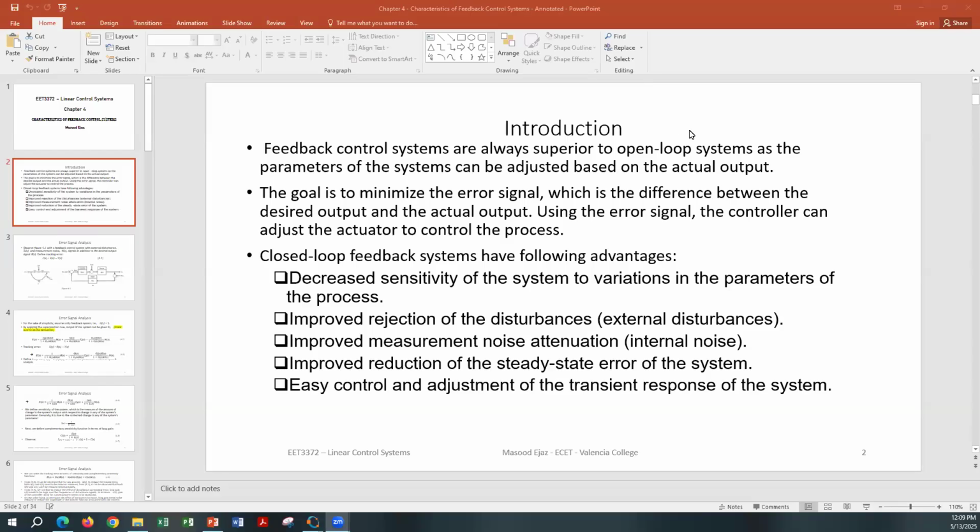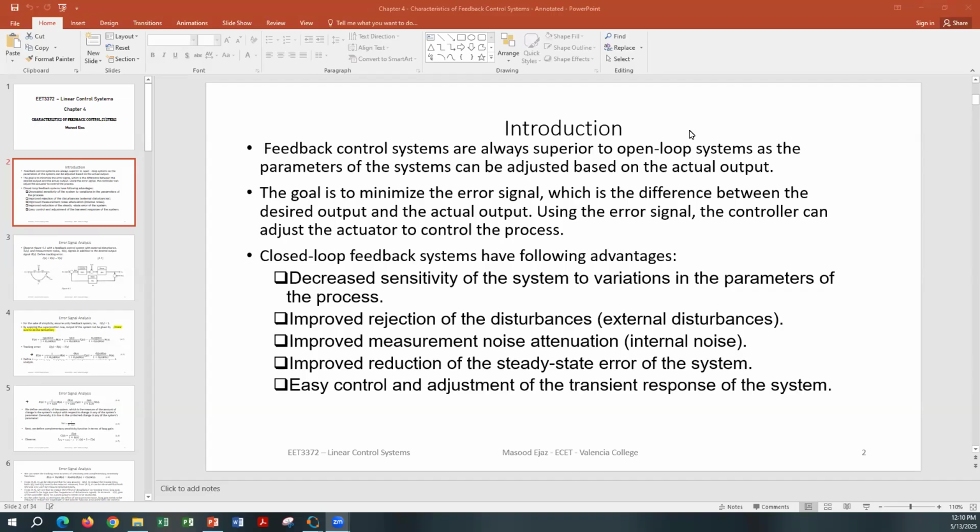So some of the advantages of the feedback control system, as you can see, include reduced sensitivity of the system to variation in the parameters of the process. You decrease that sensitivity if some parameters are changing in the system. We're going to discuss sensitivity in a little more detail in this chapter. But if some parameters are changing, then in the feedback control system the sensitivity to those changing parameters can become less. So you're not dependent on the change of a certain parameter as much as you would be in the open loop system.